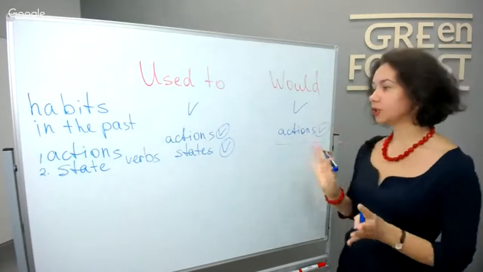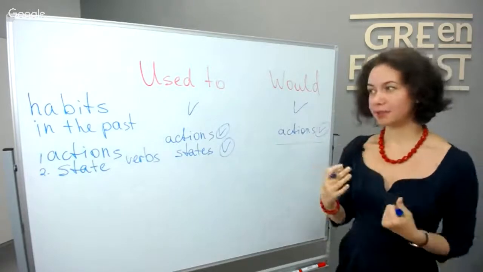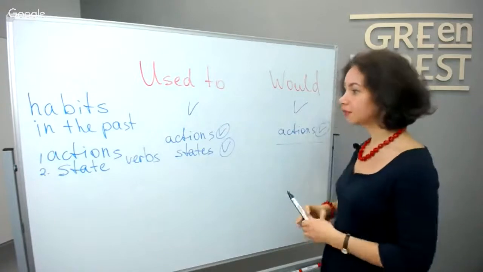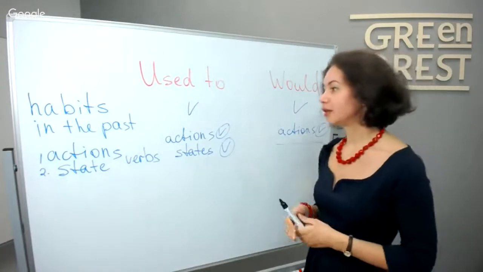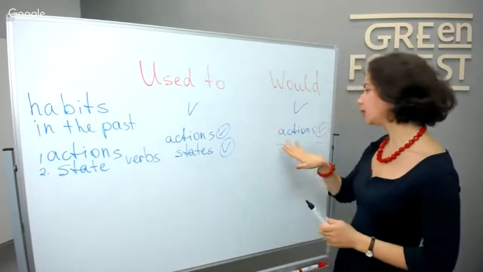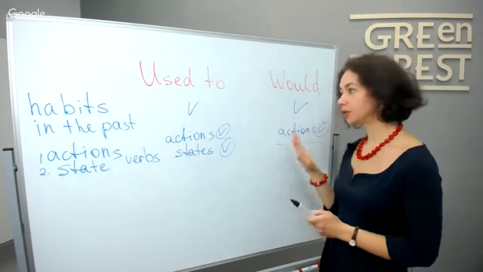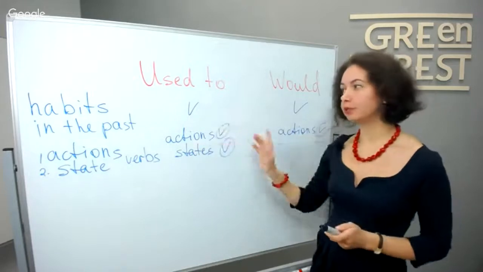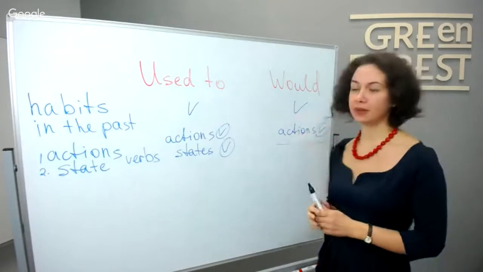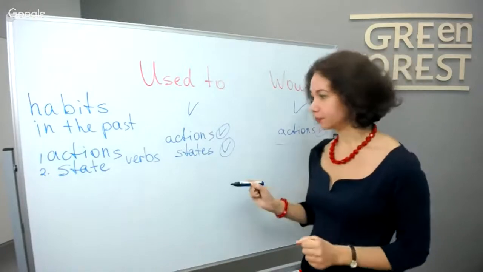This is the main difference between used to and would. The similarity is they are both used to express habits in the past, and the difference is that used to is used to express actions as well as states, and would can be used only with action verbs. For example, I would run, I wouldn't hesitate, I would hide, but I used to believe, we cannot say would. Or I used to be very naive, we cannot say would in this case. These are common rules that you need to know.